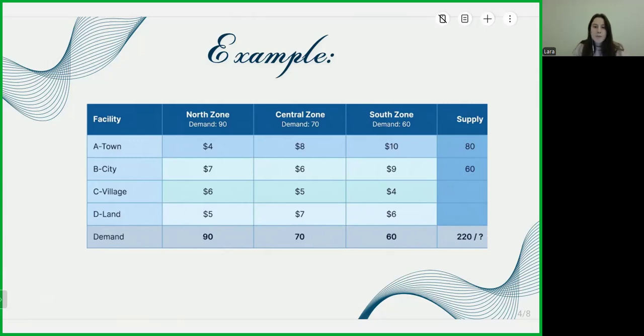And then we have demand points, our customers, let's say. North zone, central zone, and south zone. North zone demands 90 units, central zone demands 70 units, and south zone demands 60 units. And under there, we have costs of sending 1 unit of material. From A town to North Zone, it's $4. From B city to Central Zone, it's $6, and vice versa.